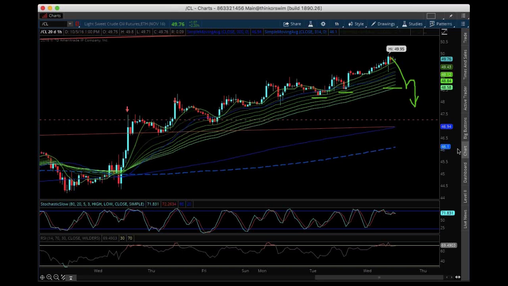Yeah, so the answer would be no on the Ichimoku. I'm not sure about that one. Yeah, Hakanashi, that's right. Is that how you say it?